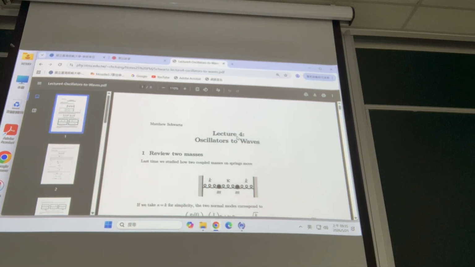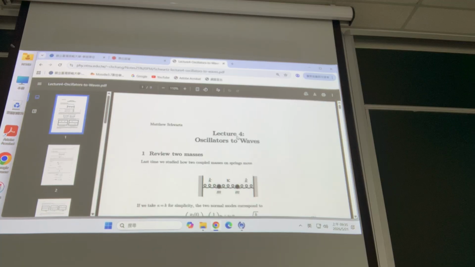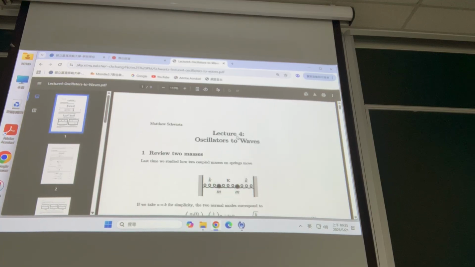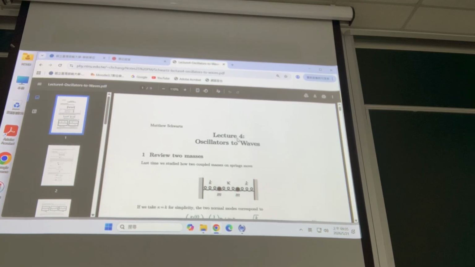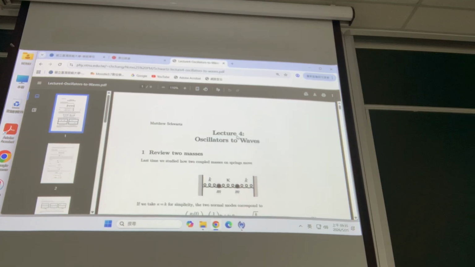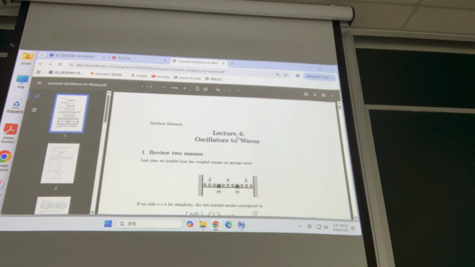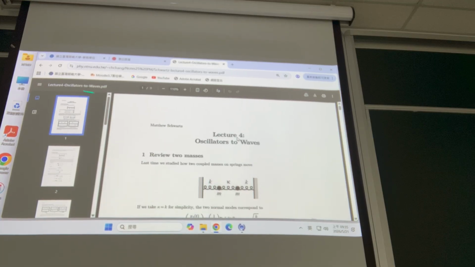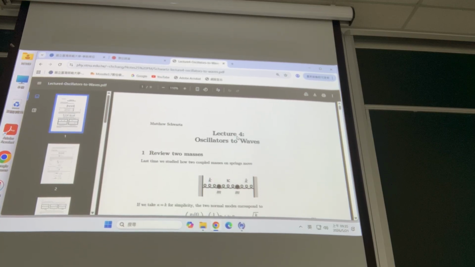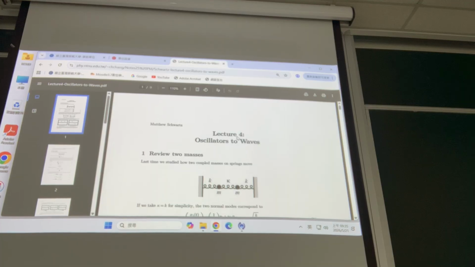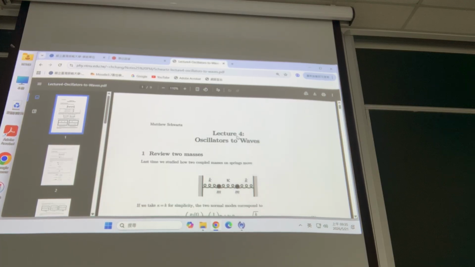So the wave system is essentially a coupled oscillator system in a certain continuum limit. When there are so many particles, and the spacing between the particles is so small, then the coupled oscillator system will become a wave. And wave systems are almost everywhere in physics study.